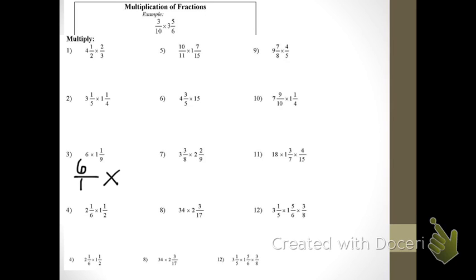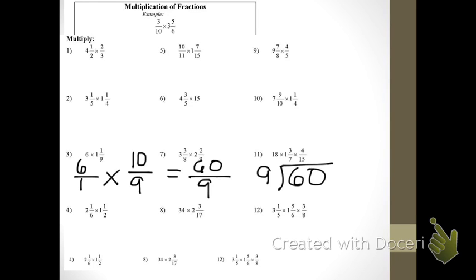times 1 1/9. 1 1/9 is a mixed number, so let's convert that. 9 times 1 is 9, plus 1 is 10, and 10 over the denominator of 9. And then we just multiply across. 6 times 10 is 60. 1 times 9 is 9. And that again is improper. And let's go ahead and make a fraction house.